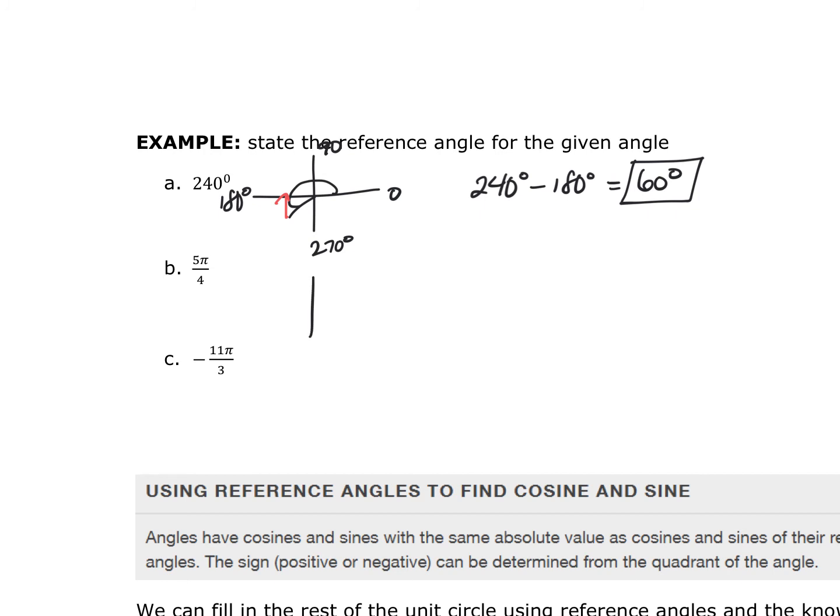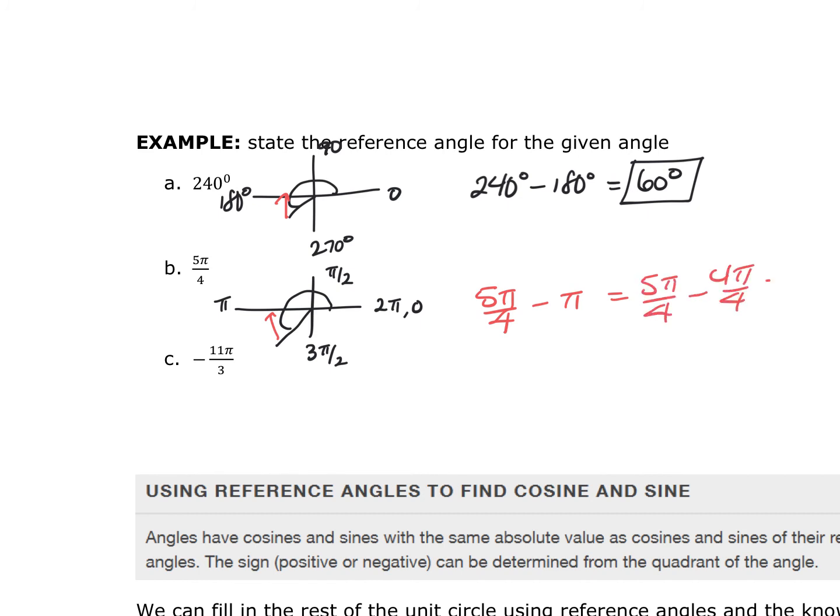If we look at 5 pi over 4, here's half a pi, here's a full pi, here is 1.5 pi, and here is 2 pi or 0 pi. So 5 pi over 4 is bigger than 1 but less than 1.5. So I'm again landing down here. My reference angle is the shortest distance back. So I'm going to take 5 pi over 4 and subtract off 1 pi, which is 5 pi over 4 minus 4 pi over 4. So my reference angle is going to be pi over 4.